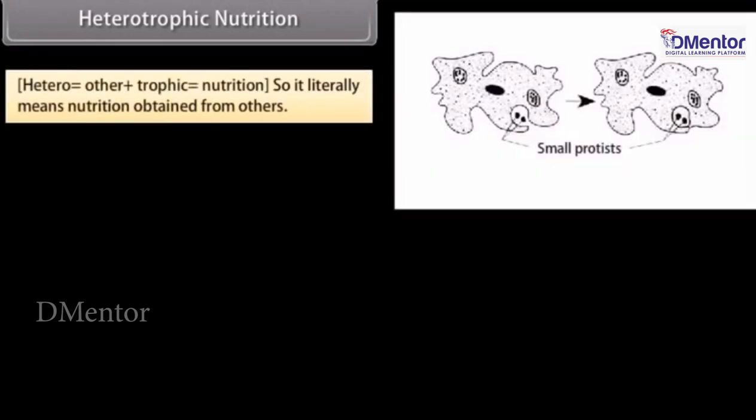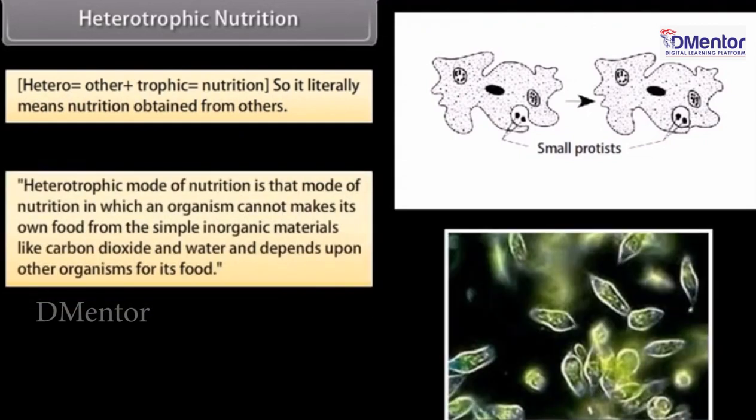Heterotrophic nutrition. Hetero means other, trophic means nutrition, so it literally means nutrition obtained from others. A heterotrophic mode of nutrition is that mode of nutrition in which an organism cannot make its own food from simple inorganic materials like carbon dioxide and water and depends upon other organisms for its food.